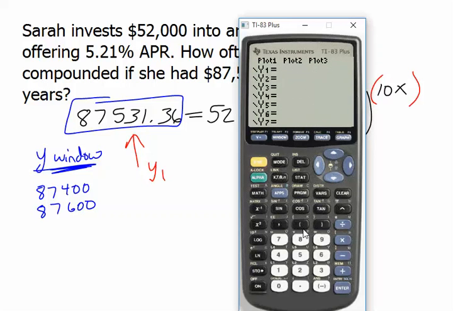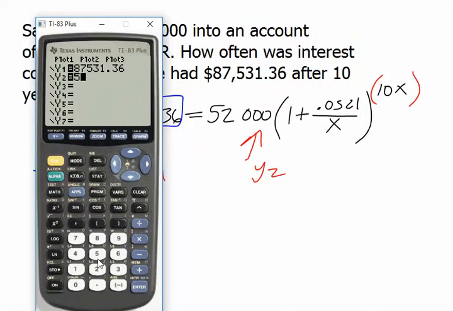For the y1, it's $87,531.36. For the y2, it's 52,000 times parentheses 1 plus 0.0521 divided by x. Watch how your parentheses are matching up. Then put the parentheses around the 10x. If you don't, you will get an incorrect answer.